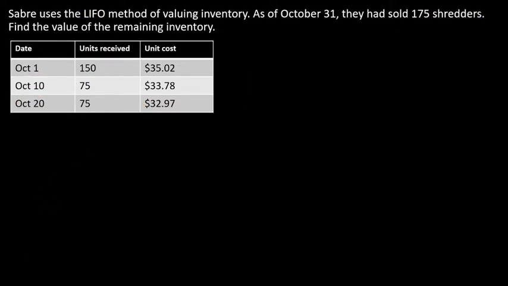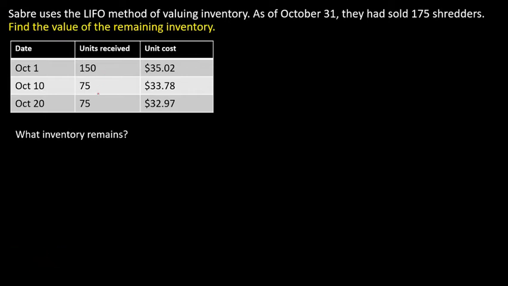Our last quick example is going to be finding the value of remaining inventory. This is going to work the exact same way as when we did the examples with first in first out. It's just a matter of figuring out where our remaining inventory comes from. So, again, the same exact example, but the question is now asking what's the value of the remaining inventory.